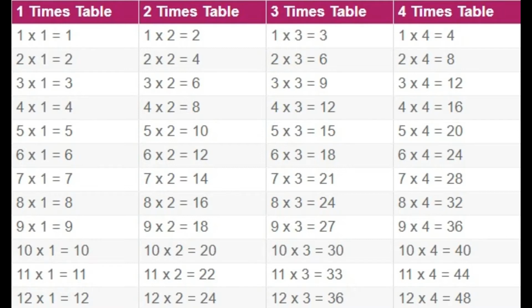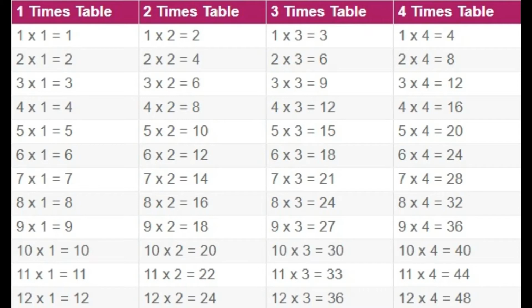1 times 2 is 2. 2 times 2 is 4. 3 times 2 is 6. 4 times 2 is 8. 5 times 2 is 10. 6 times 2 is 12. 7 times 2 is 14. 8 times 2 is 16. 9 times 2 is 18. 10 times 2 is 20. 11 times 2 is 22. 12 times 2 is 24.